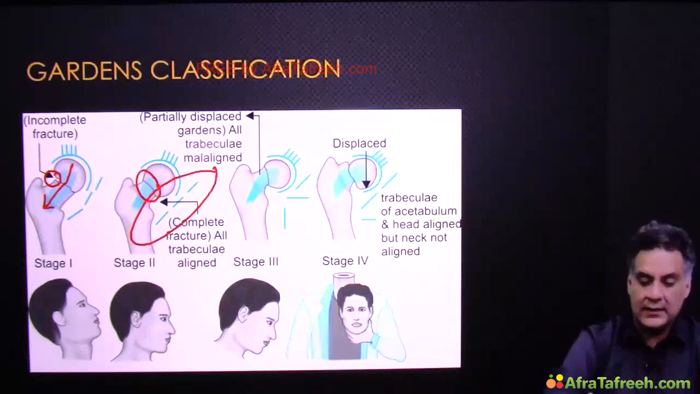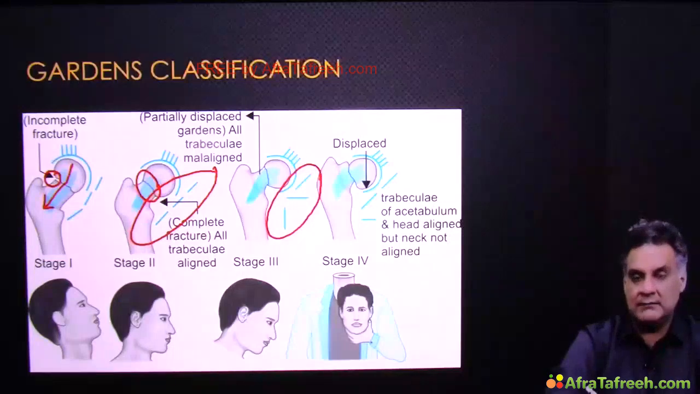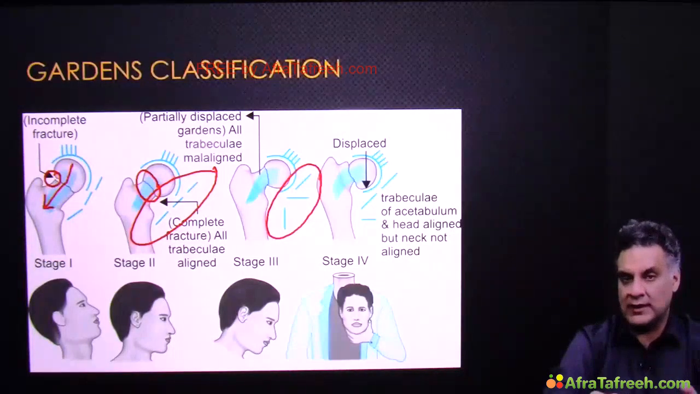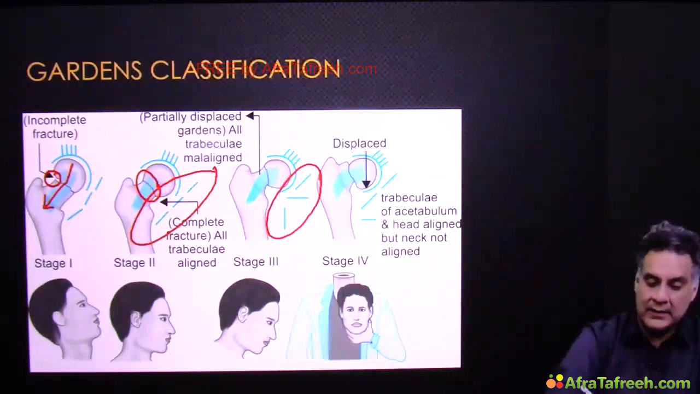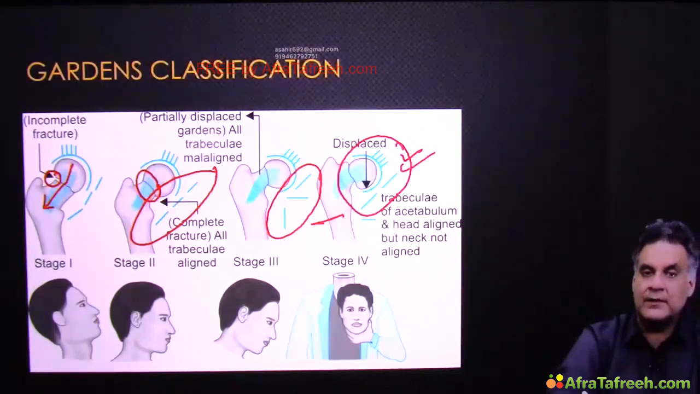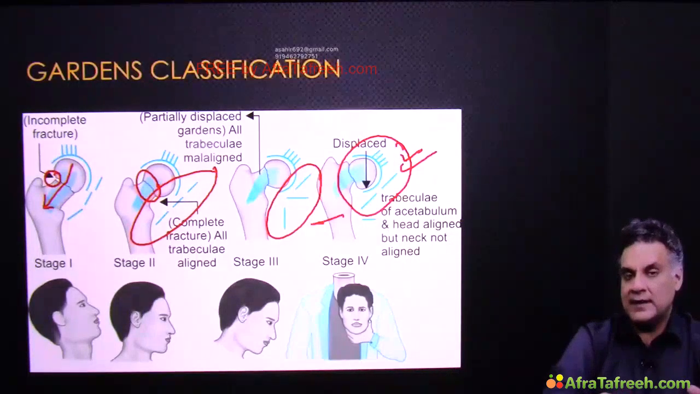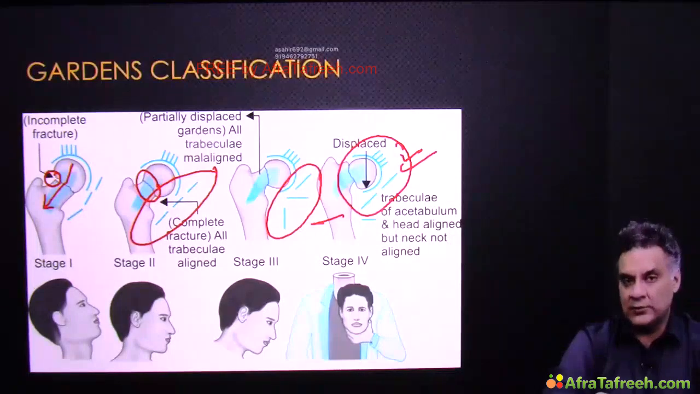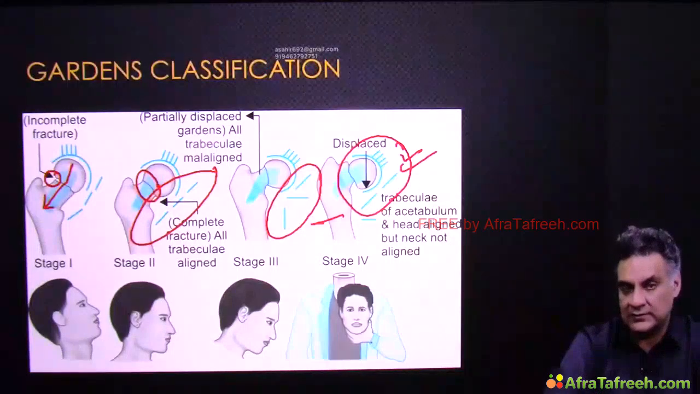Garden stage 3, there's a partial displacement. 3, all 3 malaligned. 2 for joy, all aligned. Stage 4, the neck goes away. The acetabulum and the head, they align together. Completely displaced. Garden stage 1 and 2, they behave similar in treatment and prognosis. Stage 3 and 4, similar in treatment and prognosis.